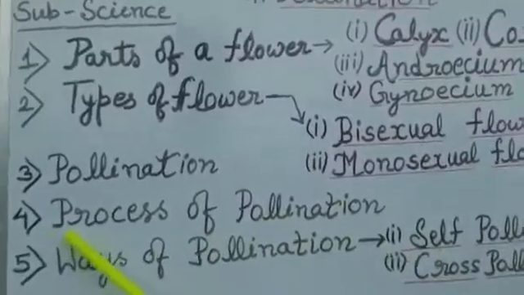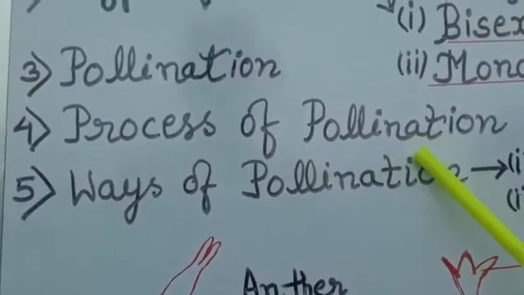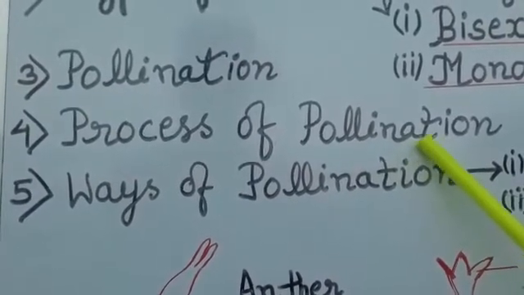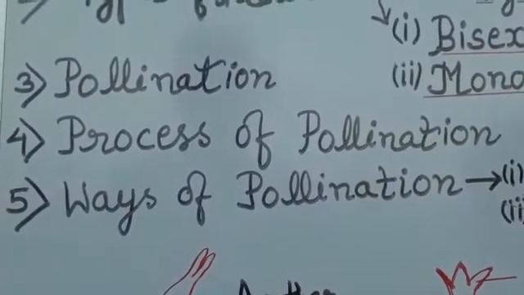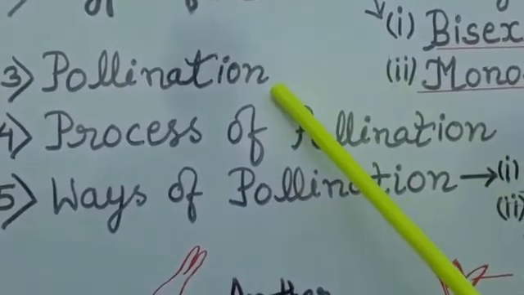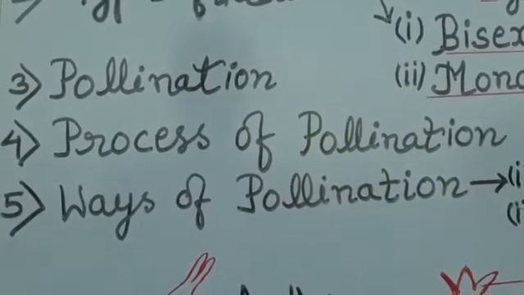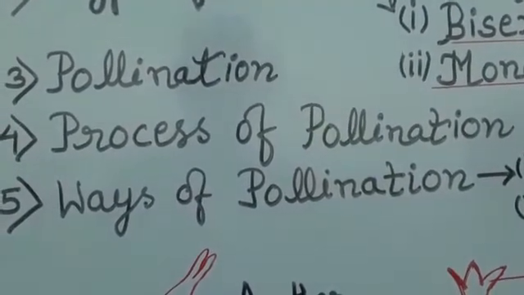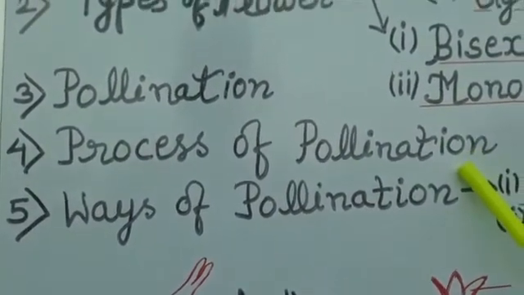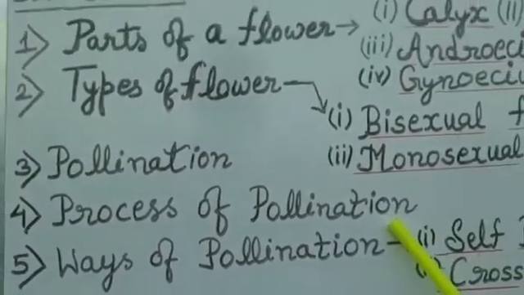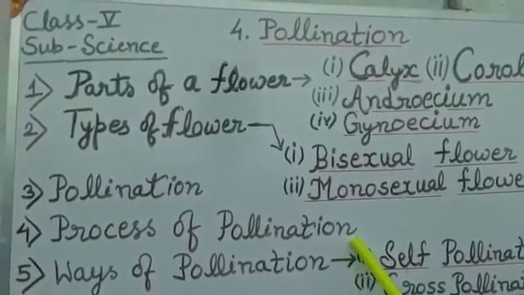The fourth point, that is process of pollination. Pollination, the transfer of pollen grains from the anther to the stigma of flower is known as pollination. It is essential for the production of seed. Insects, animals, wind and water are the agents of pollination. In the process of pollination, the male and female gametes come in contact with each other for reproduction.